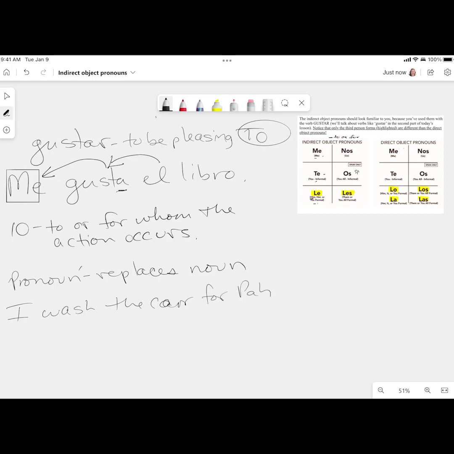Let's start with an easy sentence in English. I washed the car for Pablo. To or for whom is the car being washed? It's being washed for Pablo. We can replace that and say it is being washed for him.